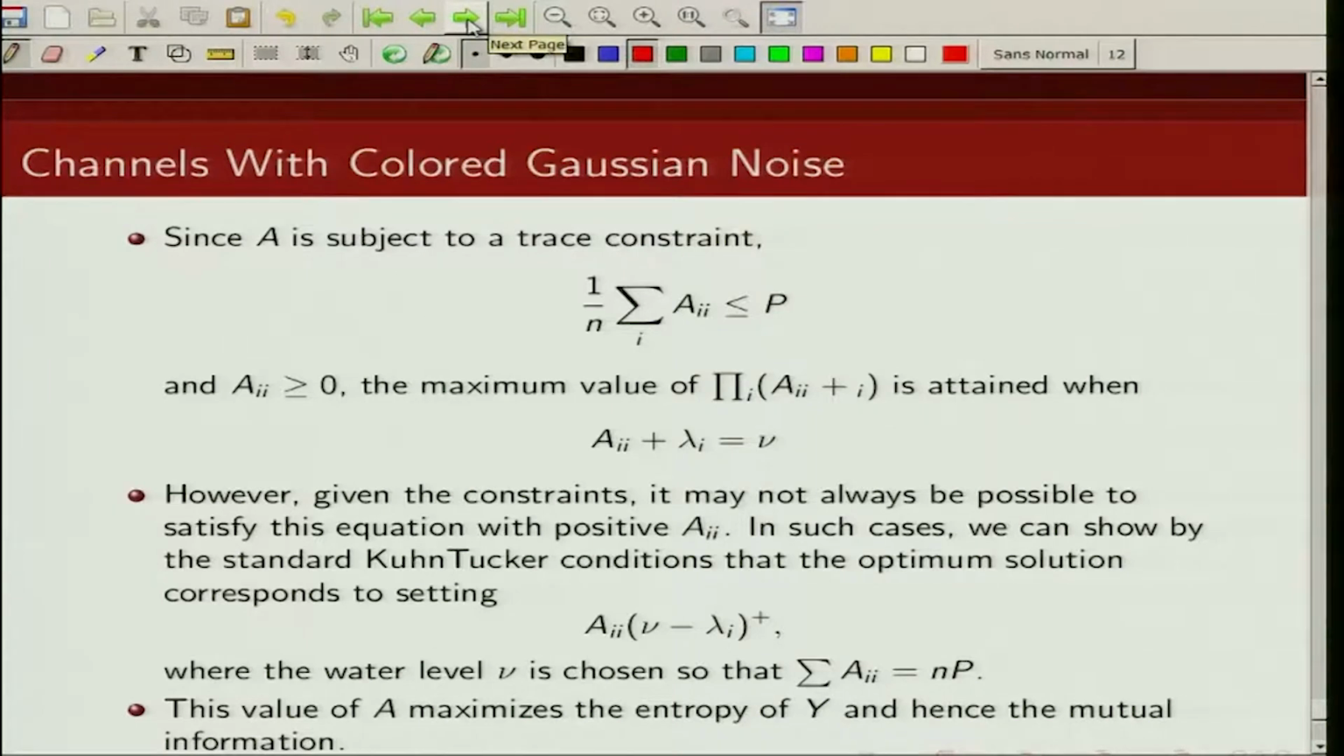So the value of A that maximizes the entropy is basically given by this, and this will maximize differential entropy of y1, y2, y3, yn. This in turn will also maximize the mutual information. So this is how you are going to do the power allocation in case of Gaussian channel with colored noise. So with this, we are going to conclude our discussion on parallel Gaussian channel. Thank you.